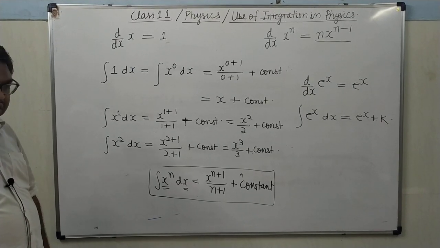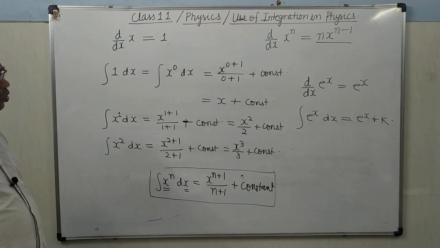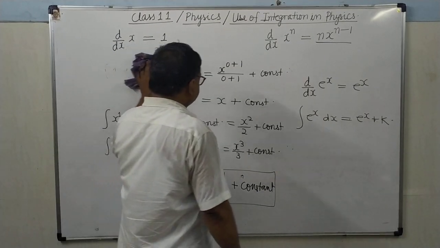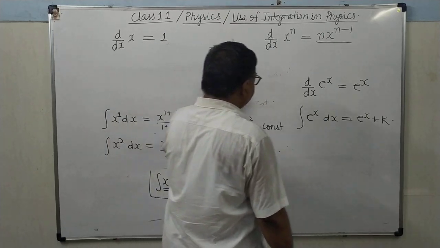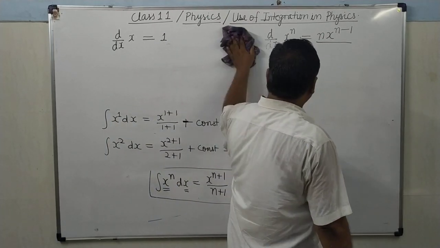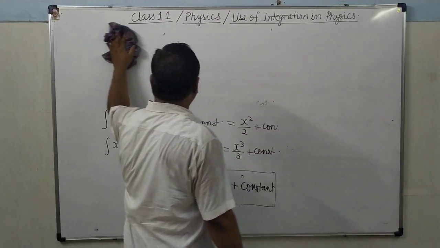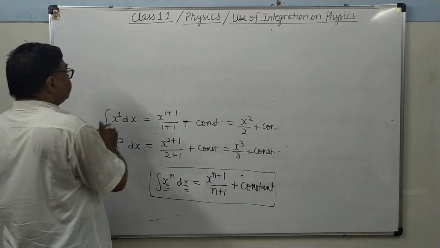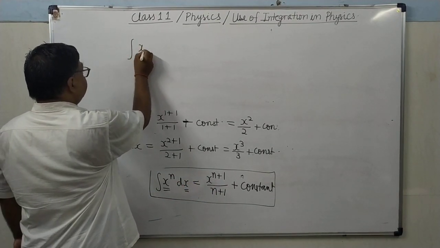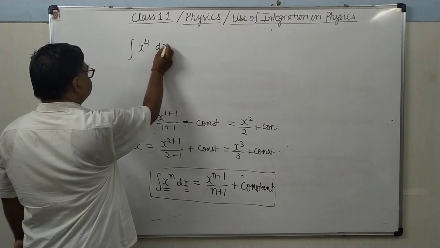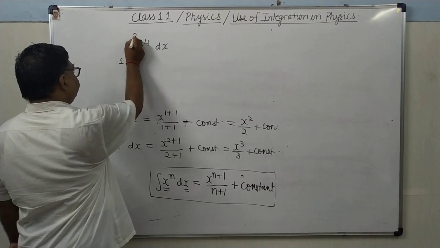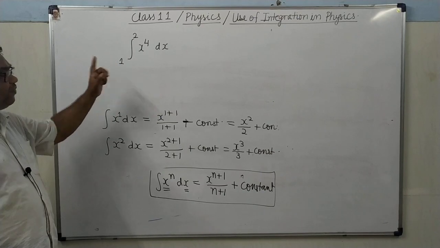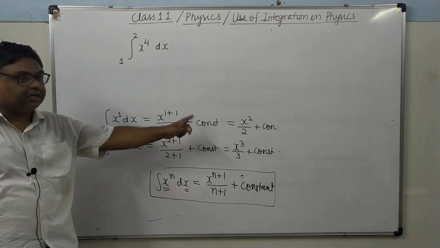Now see here, now we will show you how to evaluate the definite integral. So everything will be the same, only in a definite integral some limits will be given. It's clear? So that I am telling you. Suppose it is given x to the power 4 dx from 1 to 2. Limit is from 1 to 2. Now it is a definite integral, so when you integrate, you will not write the constant.